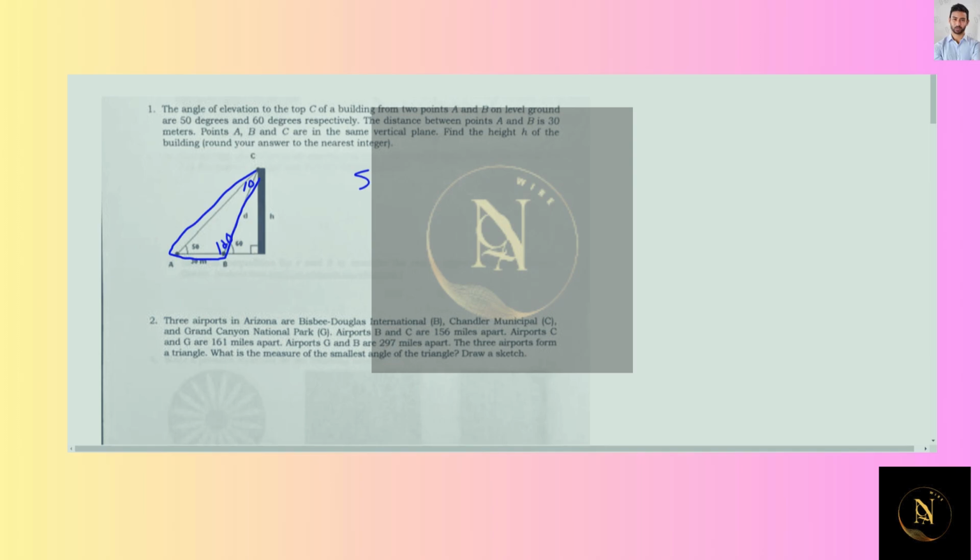The sine of the 50-degree angle over its opposite side, which is D, would be equal to the sine of 10 degrees over its opposite side, 30. And you can cross multiply. 30 sine 50 equals D sine 10, but then you divide by sine 10 so that you're solved for D. This goes into a calculator. Make sure you're in degree mode, but this should come out to about 132.34 for D.